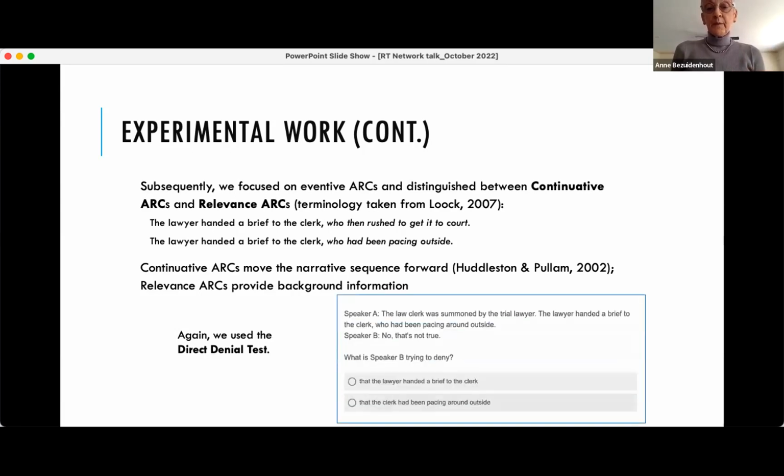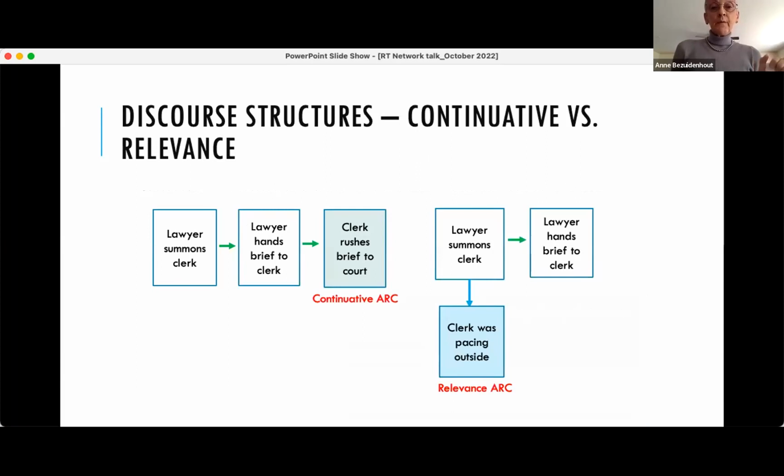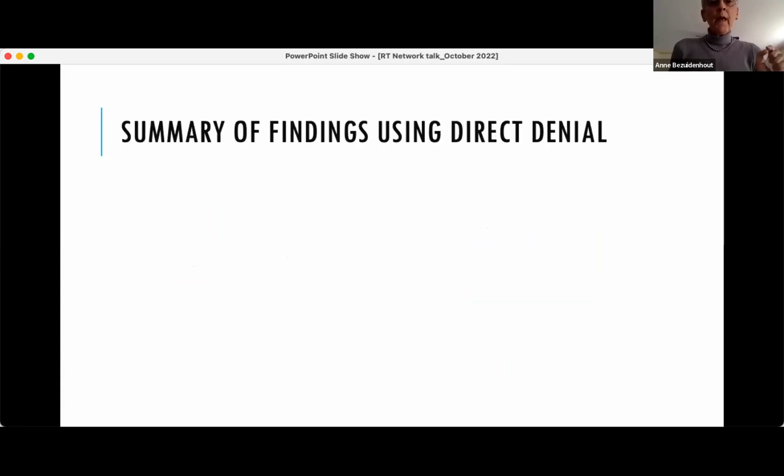So this is something that the participants might have seen: a dialogue between speaker A and speaker B, with speaker B saying, "No, that's not true." And then what is speaker B trying to deny? This time we only had two options, the main clause or the arc. So this is the kind of structure we're imagining that people have to construct. In the continuative case, you're supposed to see a narrative sequence that the arc contributes to, whereas in the case of the relevance arc, it's simply providing some background information.